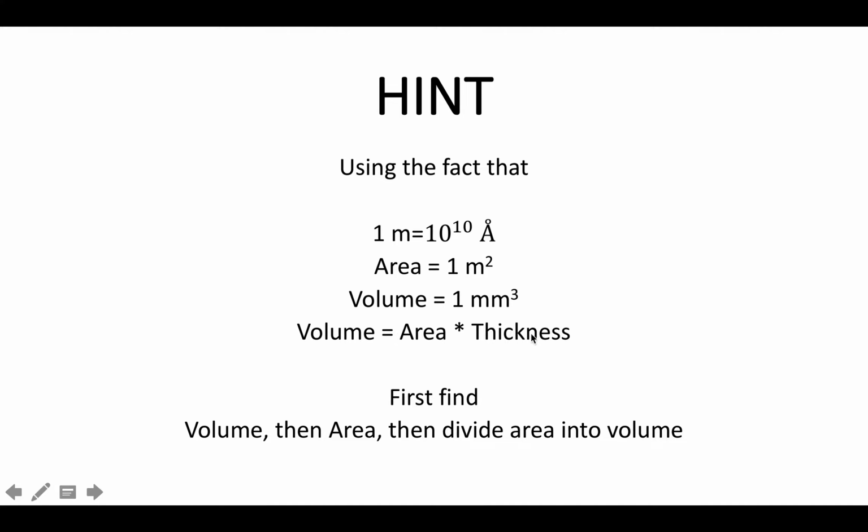So if you're looking for thickness, all you have to do is what? Think about it. How do you get thickness by itself? Well, you can divide the area on both sides, and then you have volume over area. So here's the hint. First find the volume, then the area, and then divide the area into the volume. Pause the video and take time to solve this problem.